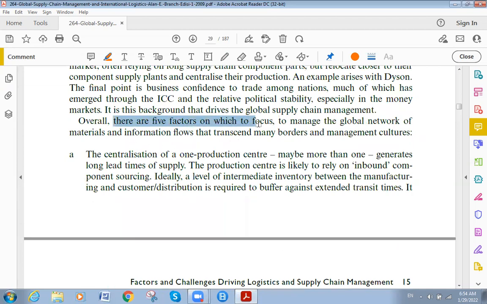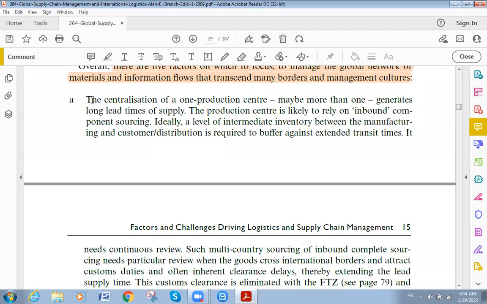There are five factors on which to focus to manage the global network, materials, and information flows that transcend many borders and management cultures. The first one: the centralization of one production center, or maybe more than one, generates a long lead time to supply. So if you have one production center, that will give a longer lead time to supply.